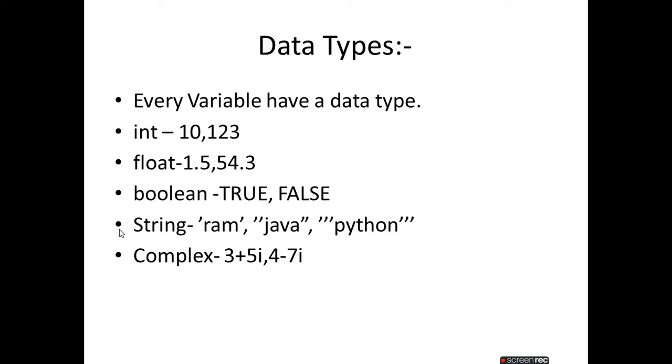Now string. If you write in single quote, double quote or triple quote, this creates a string. In single quote we write like ram, or in double quote we write like java, or in triple quote we write like python. This is an example of the string data type. Another data type Python has is complex, like 3 plus 5i, 4 minus 7i, where i means the imaginary number.